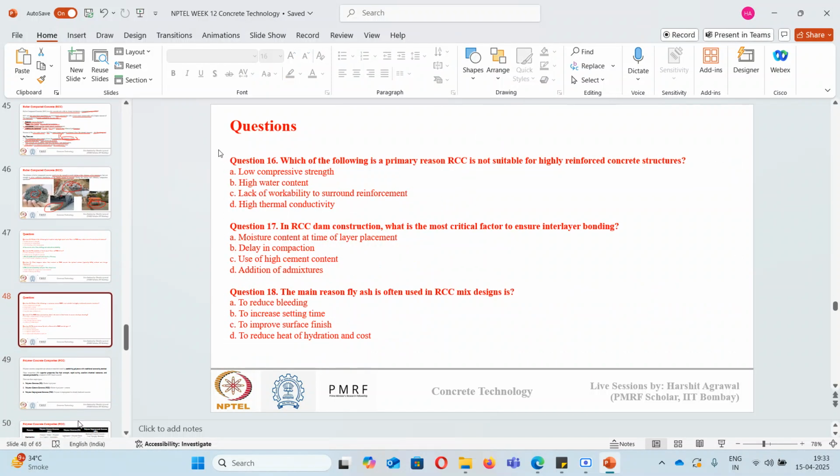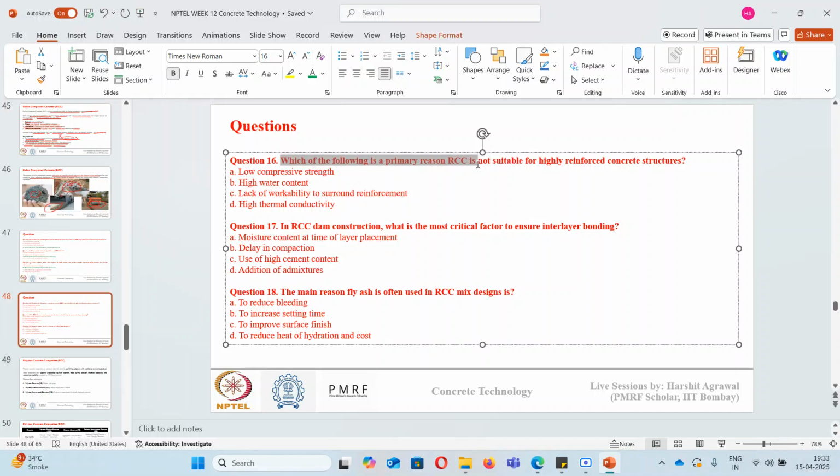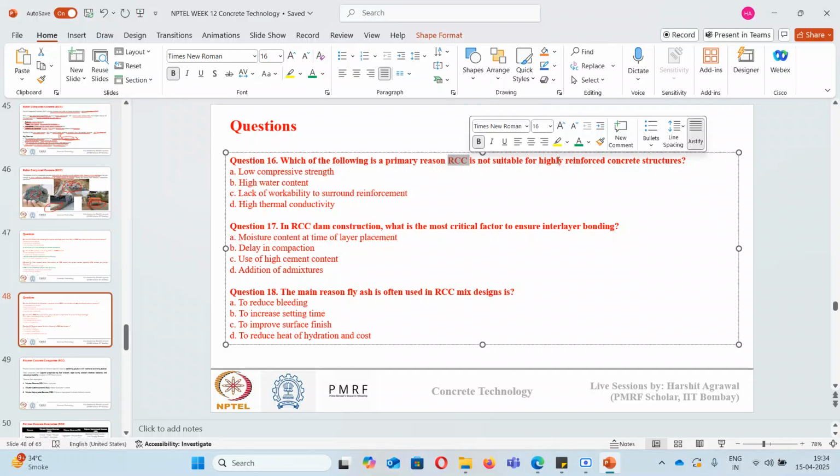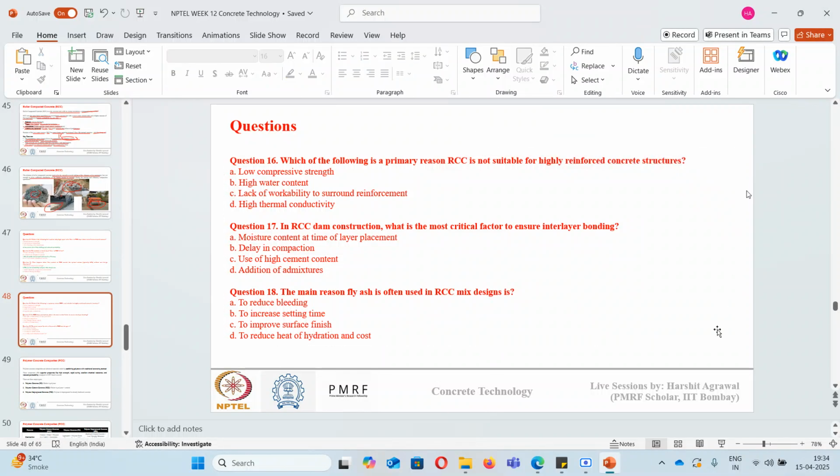Now, try to answer these questions related to roller compacted concrete. Which of the following is the primary reason RCC is not suitable for highly reinforced concrete structures? One of you asked me a doubt, why we are not using self-compacting concrete for dams and all. Similarly, why we don't use roller compacted concrete for highly reinforced concrete structures, what can be the reason?